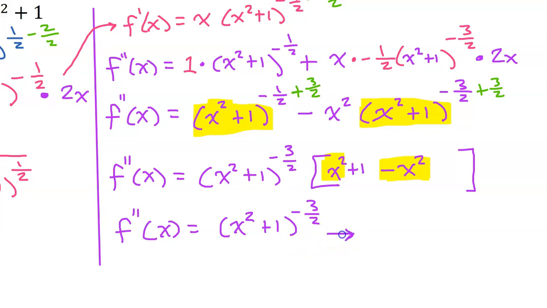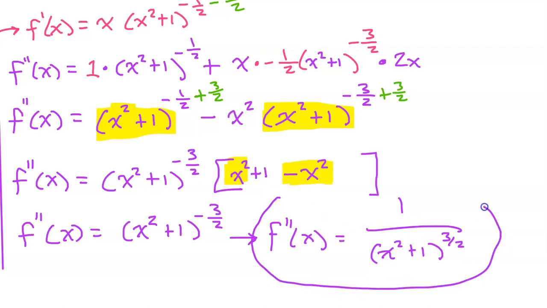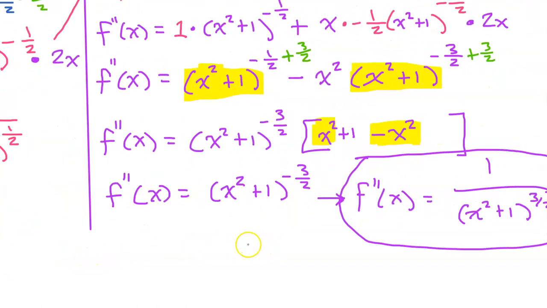So it might be best to go ahead and rewrite this by dropping it down to the denominator. This is a negative 3 over 2 power. So this will be the same as having 1 over x squared plus 1 to the 3 over 2 power. So this is probably the version that I will use to evaluate. But remember, we only really had to check one value, x equals 0. So let's do that now.